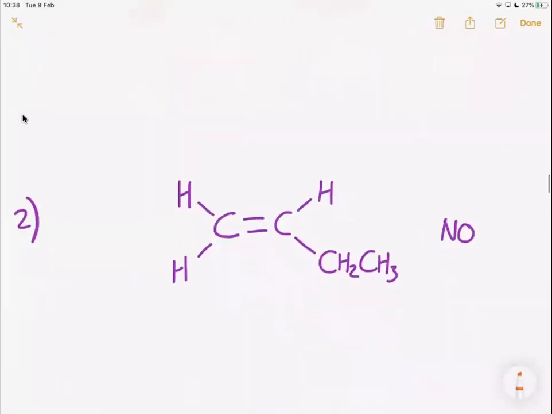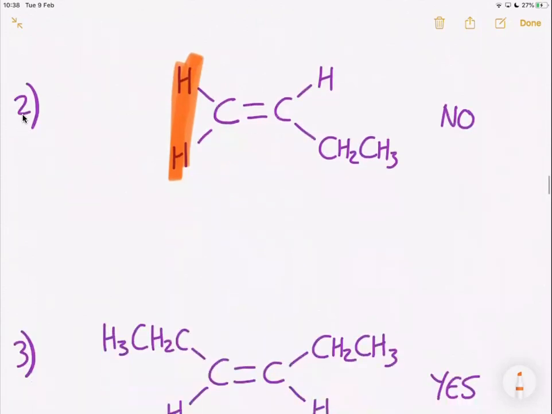In this molecule, it's not possible. And the reason it's not possible is to do with the fact that there's 2 hydrogens attached to that carbon. They're the same kind of atom. So there is no designation. There is no way of tracing a line along the double bond, okay?